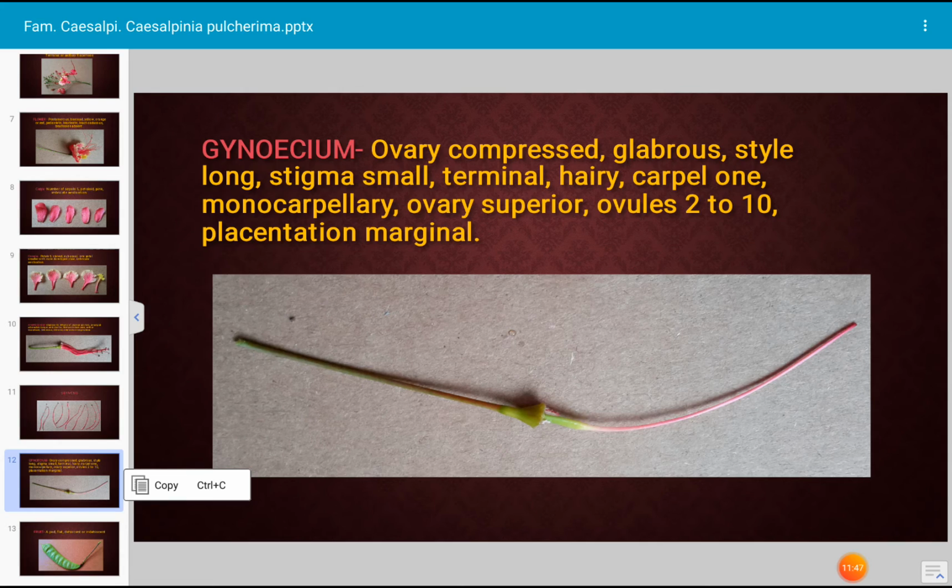Ovules 2 to 10. And placentation is marginal. What is placentation? Attachment of the ovules to the ovary wall is known as placentation. All the ovules are attached to the margin of the pod, and hence it is marginal placentation. Next.